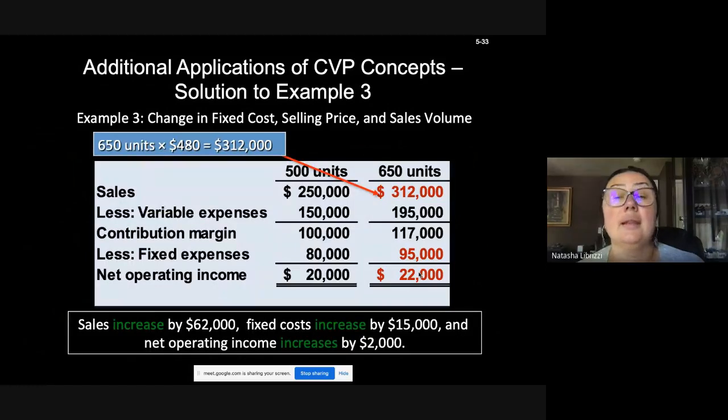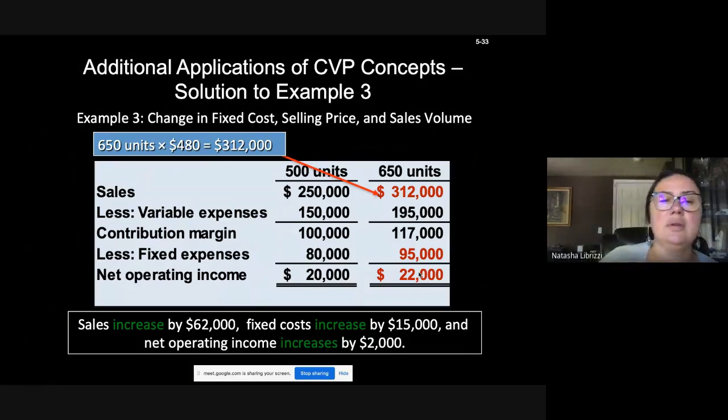In this case, a lot of work, but in the end, we're making an extra $2,000. So 650 units times $480. Remember, we decreased the price by $20. And remember, we increased our fixed expense by $15,000. So sales would increase by $62,000 and overall net income increased by $2,000.